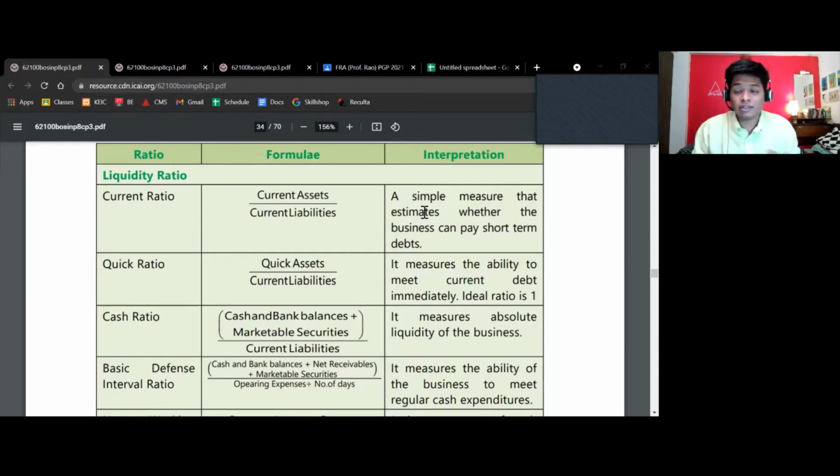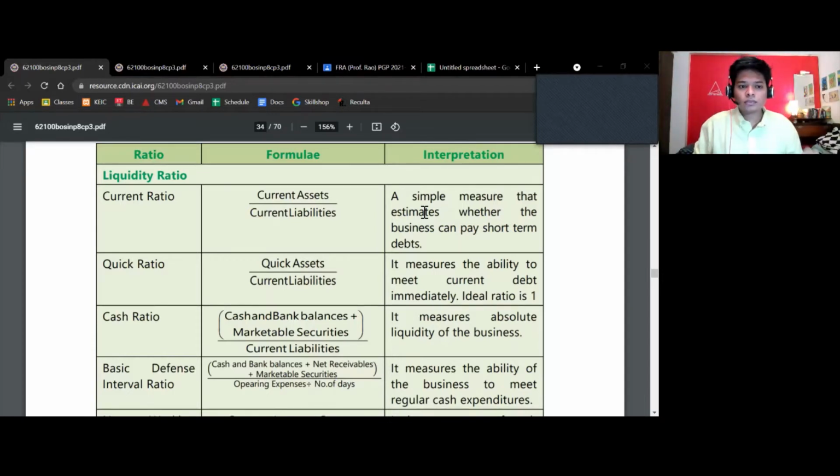If your current assets are more, then the ratio will be more than 1. If your current liabilities are more, it will be less than 1. So ideally, it should be more than 1, so that your current assets are sufficient to pay your current liabilities. You don't have to take borrowing or other capital; your current assets are sufficient to maintain your current liabilities.